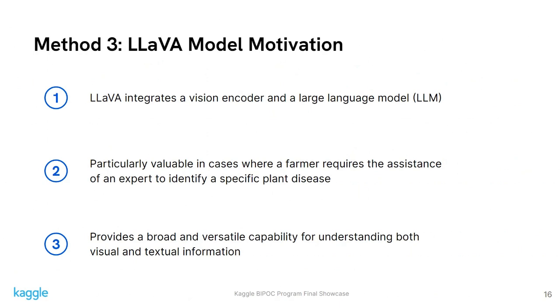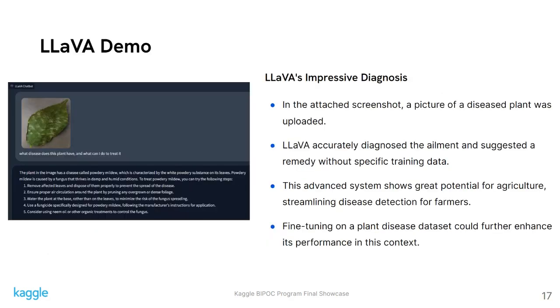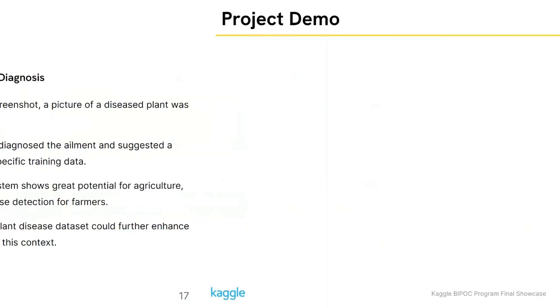And method 3 was motivated by the fact that a farmer might not quickly be able to identify a plant disease and needs an expert. LLaVA eliminates this. As you can see in the attached screenshot, a picture of a diseased plant was uploaded, and LLaVA accurately diagnosed the ailment and suggested a remedy without specific training data. This advanced system shows great potential for agriculture, streamlining disease detection for farmers.